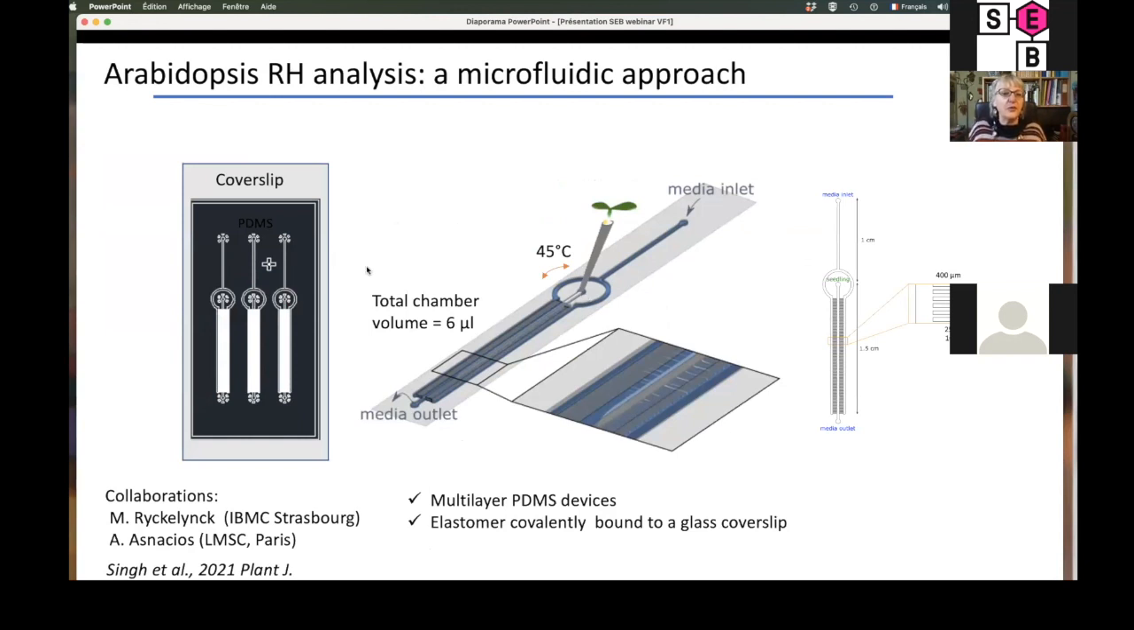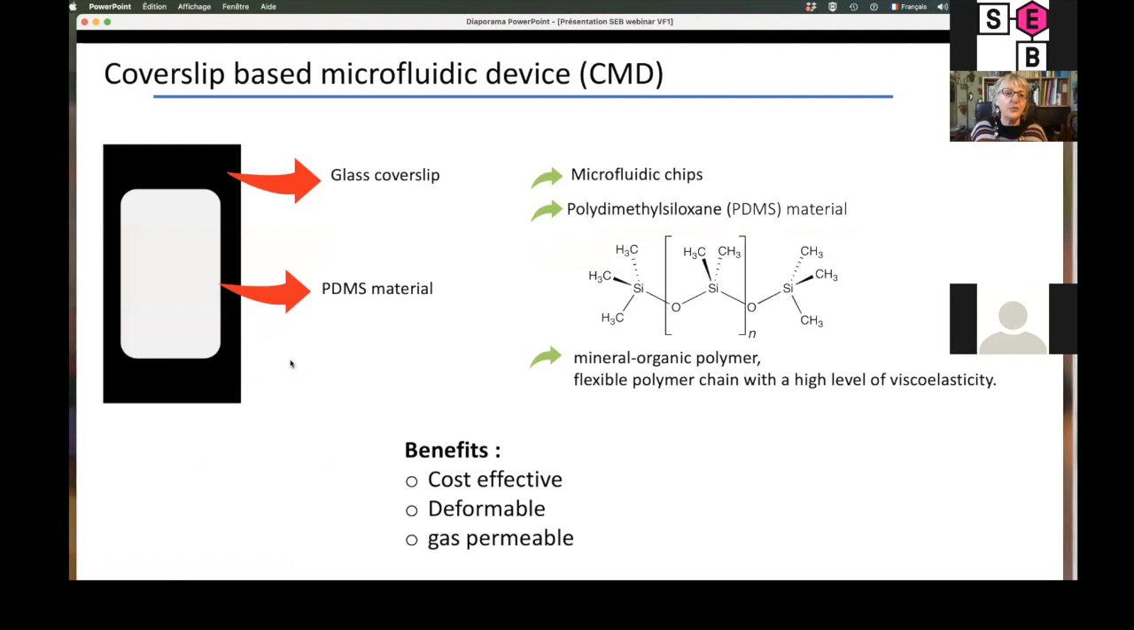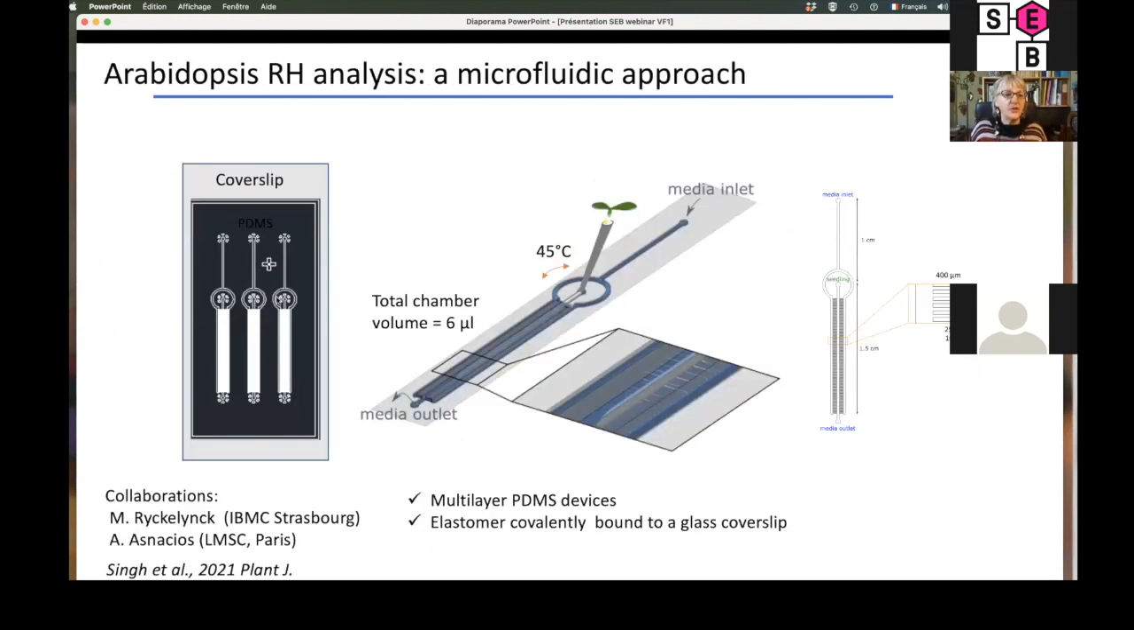So this is the basis of our device. We have 3 independent channels where we can put the plants in this hole, and you have a detail of the chamber here. You have a total chamber volume of 6 microliters. The total length is 1.6 centimeters, and the width of the main channel where the main root can grow is 250 micrometers, with a depth of 100 micrometers. And we have lateral channels of 400 micrometers length with 20 by 20 micrometer width and depth. So this device is based on multi-layer devices, and this elastomer is covalently bound to a glass coverslip.